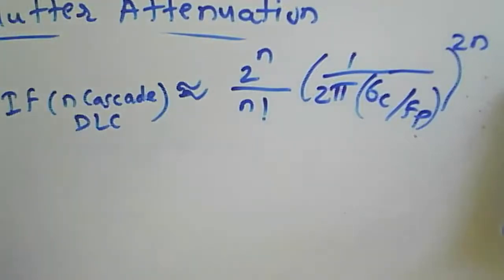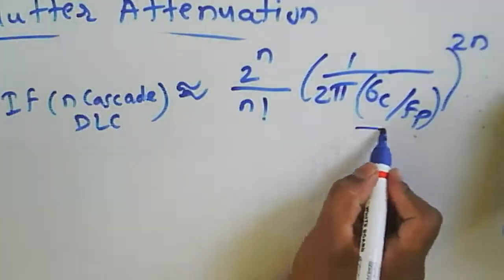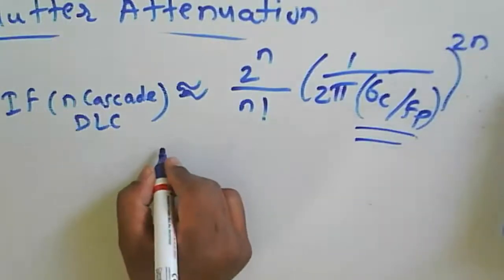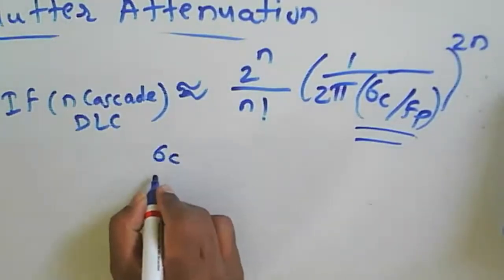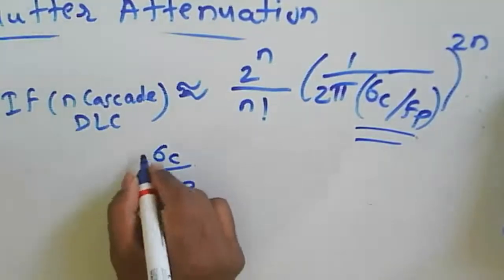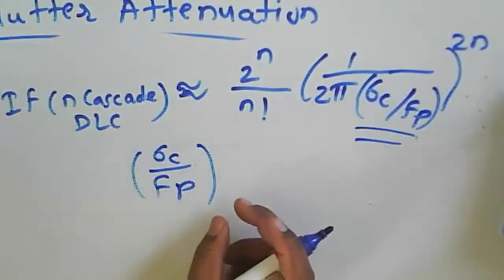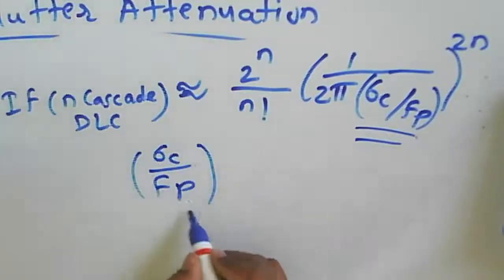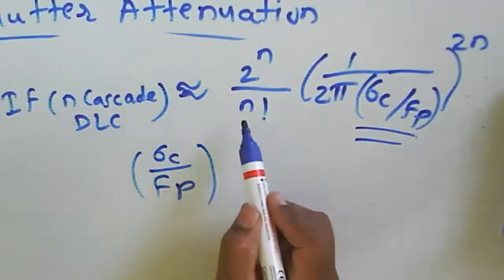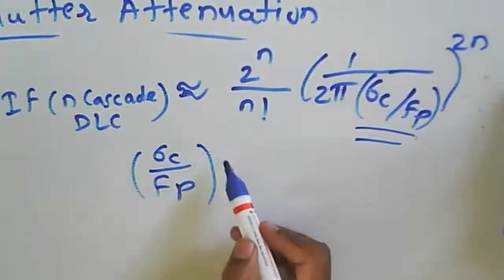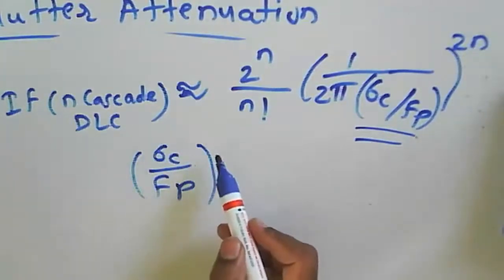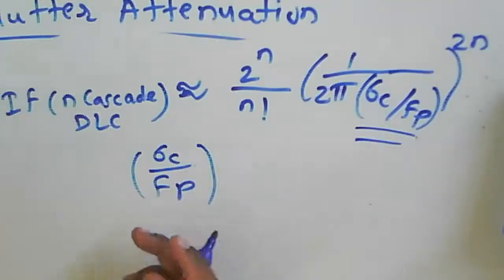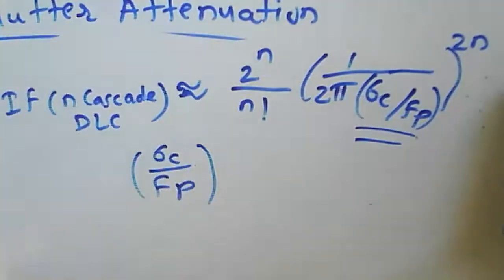So you can consider that the clutter attenuation will depend upon the ratio of sigma c by fp. If this ratio is small, then the improvement factor will be large. So it depends upon sigma c by fp. For an nth delay line canceller, the ratio of this particular factor sigma c by fp will decide the improvement factor value.